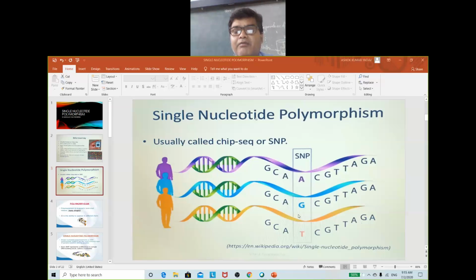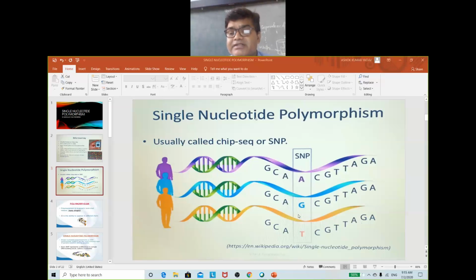Means the commercial application of the SNP map is just to monitor the response of a particular drug in different patients. Means these drugs at a particular dose are effective in a particular patient, and this same drug is effective at a lower dose in another patient. So such type of response can be monitored by the doctor with the help of SNP.